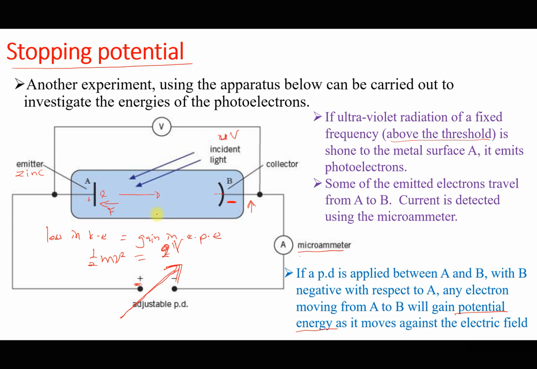Just like you could lift an object above the Earth's surface, you are moving the object against the gravitational pull from the Earth, so the object gains gravitational potential energy. Even in this case, the electron is moving against the force acting on it, which is the electric force. Therefore, the electron gains electric potential energy.